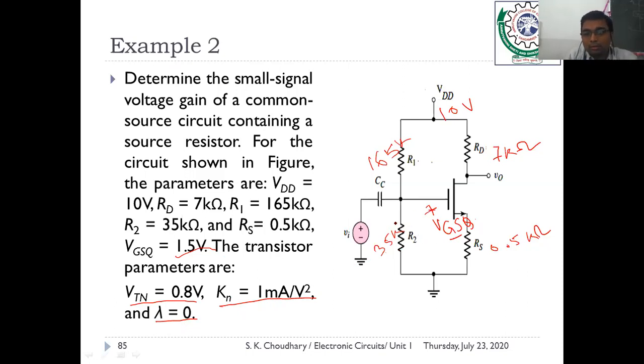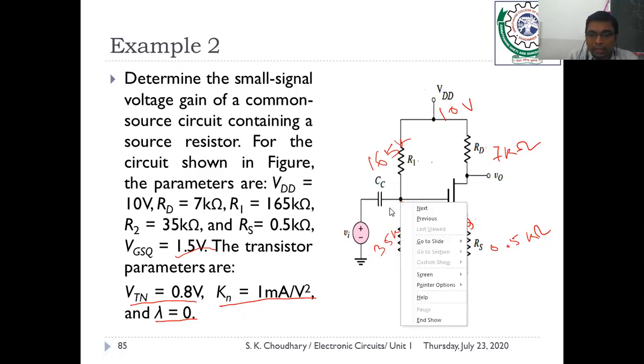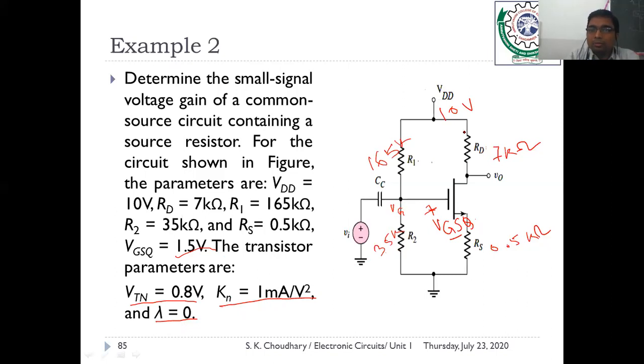So first of all, if you want, you can calculate VG also, but it is not required now. You have to first calculate the IDQ, and then VDSQ. So the DC calculations first of all you have to perform as per the given information.